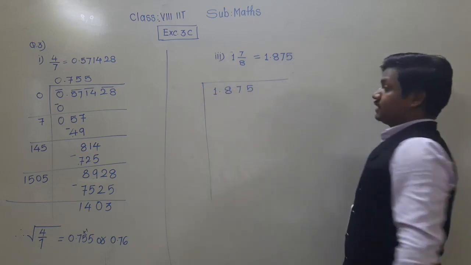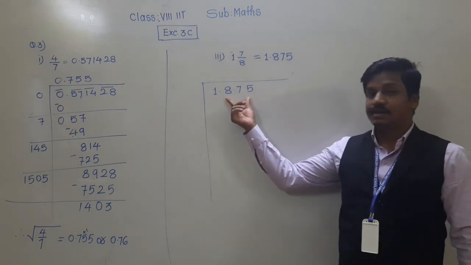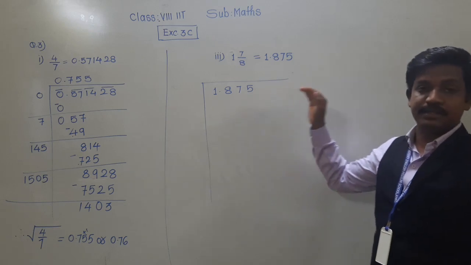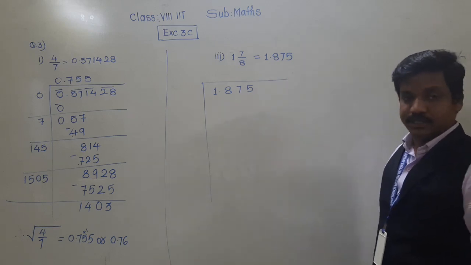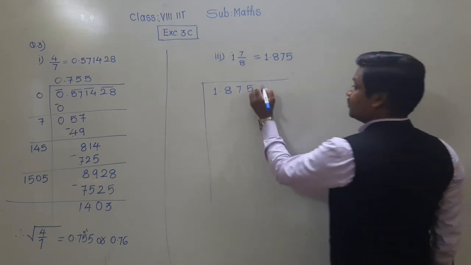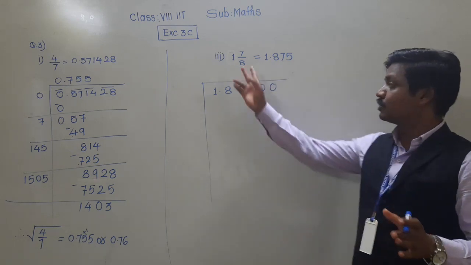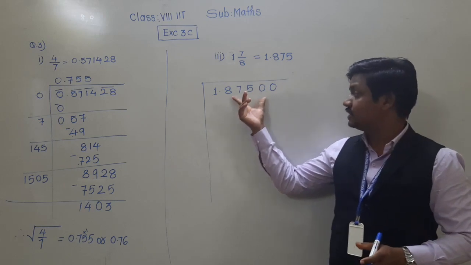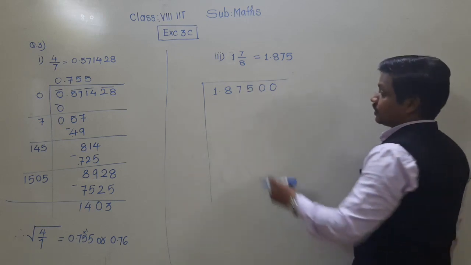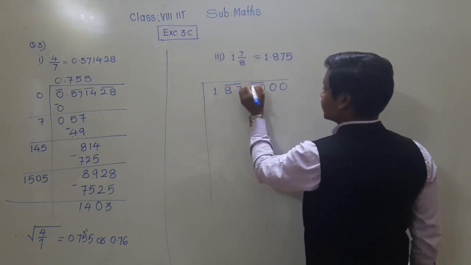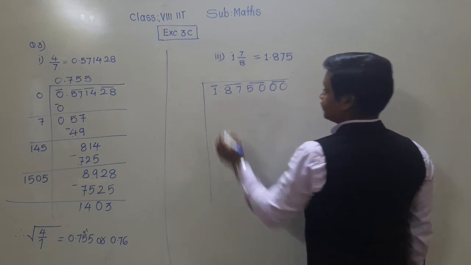1.875. Now see here, after the decimal point there are 3 digits, and you know we have to find the square root correct to 2 decimal places. For that we need to first find the square root till 3 decimal places, and for that we need 6 digits after the decimal point. So 2, 2 and 1 more 0. So that we get here 3 groups and here 1.